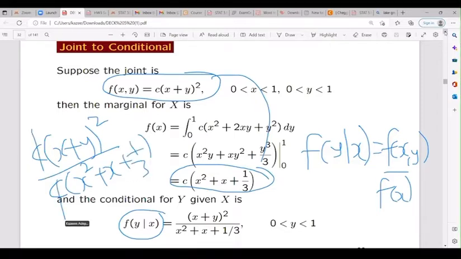The C cancels out. That was how you get it. Does the person understand now? The person that shared with me? Do you understand how the C cancels out now? Okay, thank you too. That's my job.